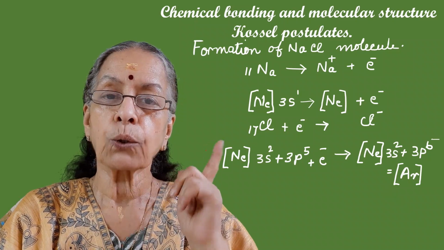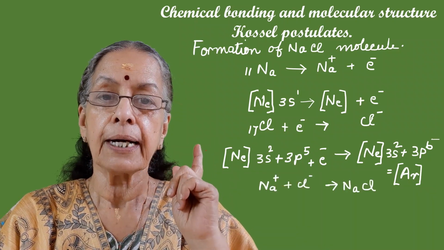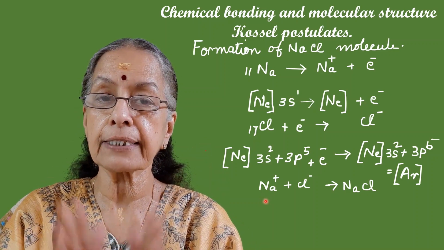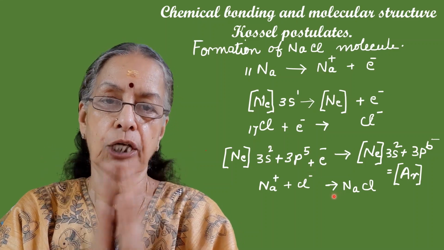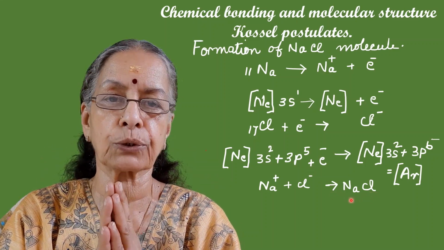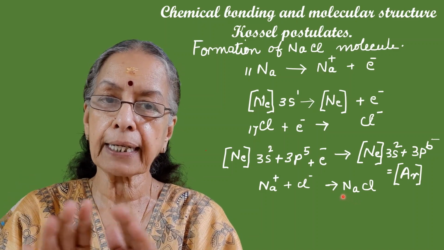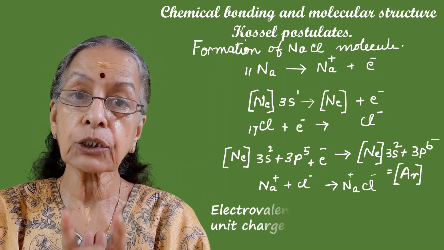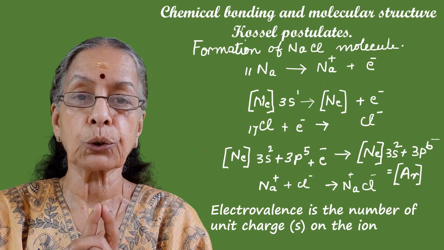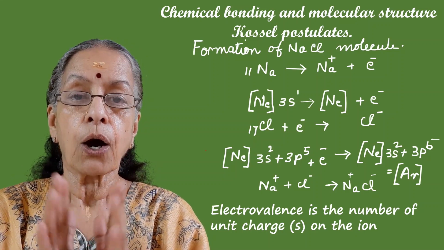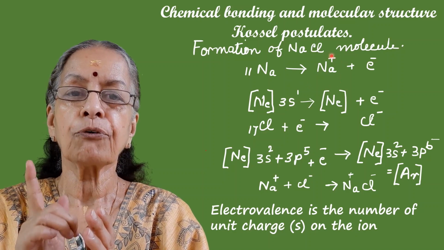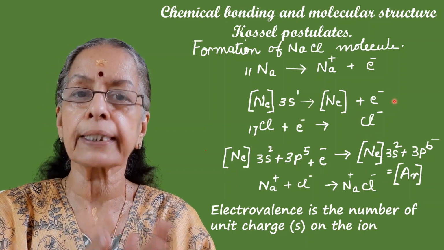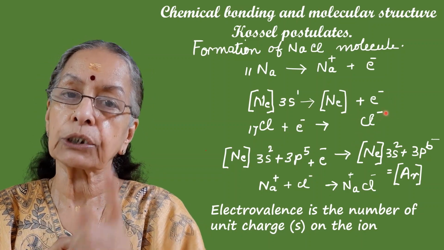So we can write sodium ion plus chloride ion becomes sodium chloride molecule. Sodium has a positive charge and chlorine has a negative charge. When the molecule is formed, it becomes neutral. In sodium chloride, the total number of protons and electrons become the same. From this, we can understand that the electrovalence of an ion is equal to the number of unit charges on the ion. So here, for sodium, the unit charge is 1, so its electrovalence is 1. For chlorine, its electrovalence is also equal to 1.